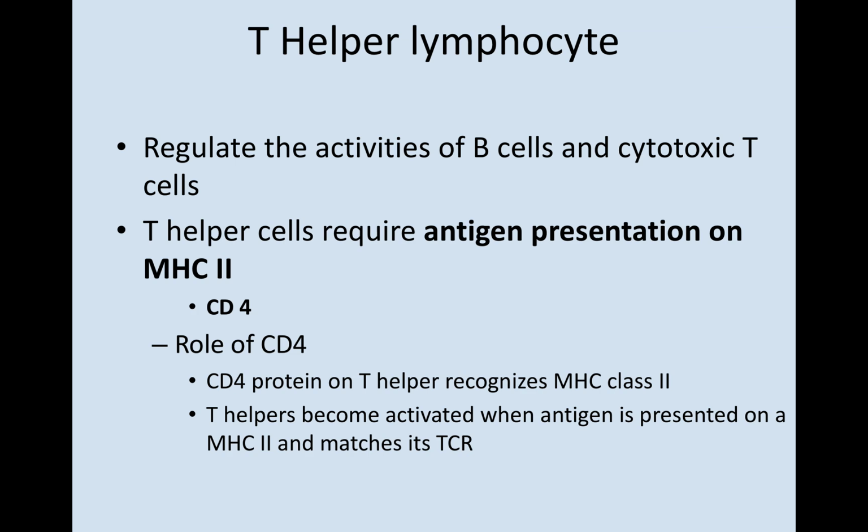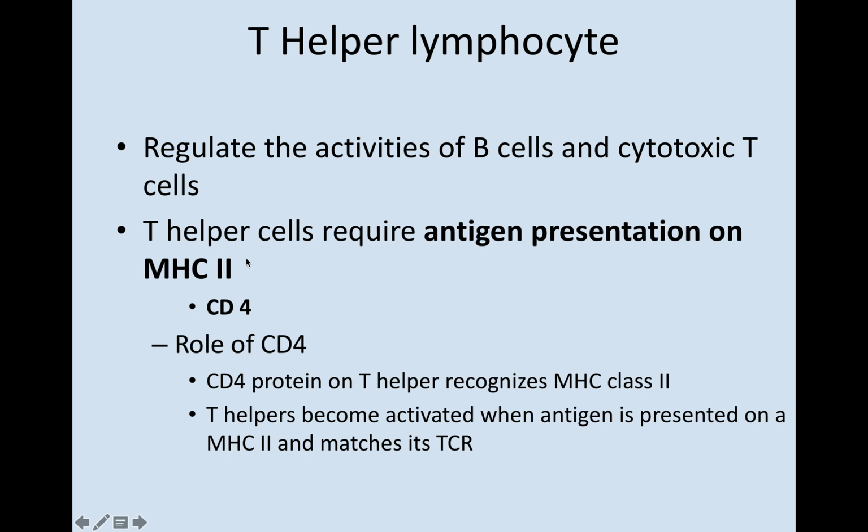So there's 2 types of T cells we'll talk about. Helper T cells regulate the activities of B cells. They regulate the activities of cytotoxic T cells, which are the other type of T cell that we'll talk about here in a moment. So T helper cells require antigen presentation on MHC class 2.